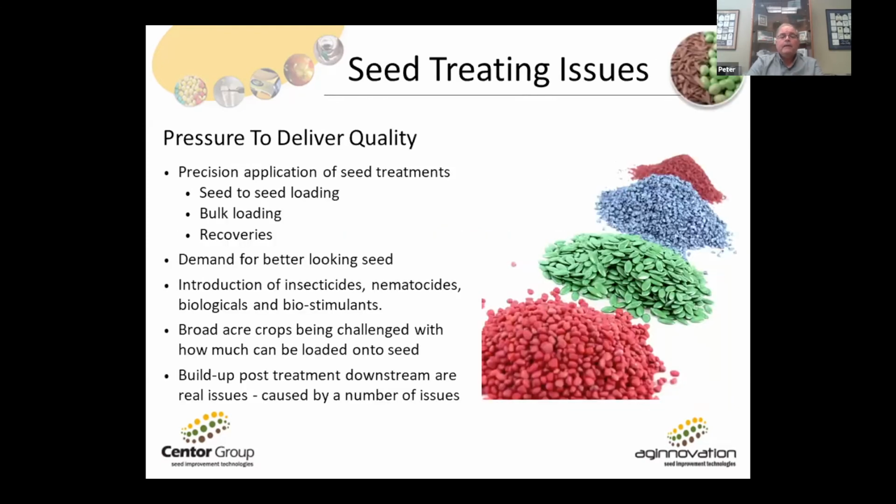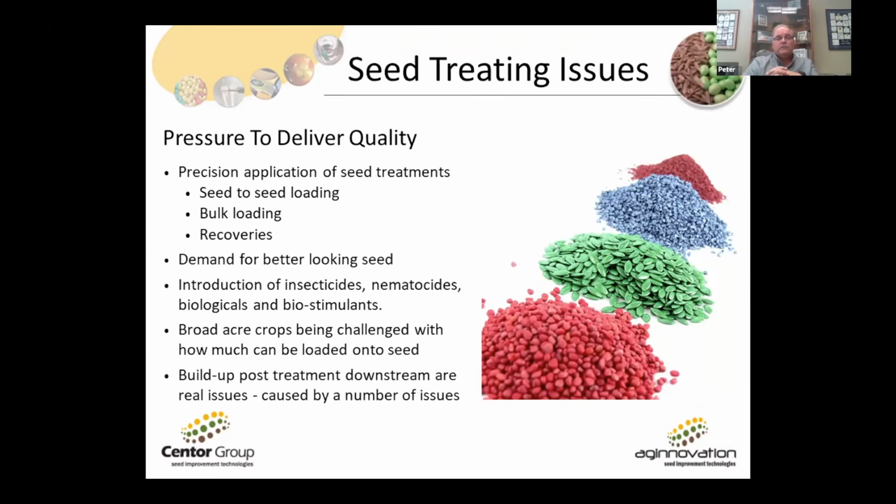Okay. Now we'll take a dive into seed treating issues with the last 10 or so minutes we have here to talk about some of the issues and some of the things that we're looking for when delivering quality. And we have a high pressure at all levels, no matter if you're in vegetables or variety crops, that we must deliver quality. And that quality starts with the seed treatment that's going on the seed.